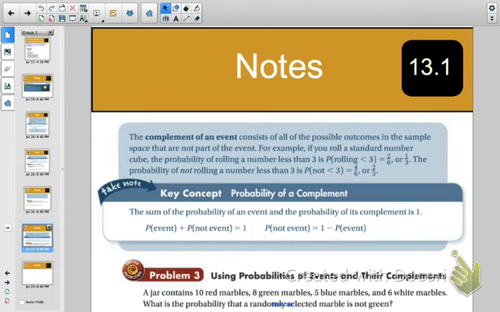Okay, and then probability of a complement. The complement of an event consists of all the possible outcomes in a sample space that are not part of the event. So it's basically just the opposite. For example, if you roll a number cube, the probability of rolling less than 3, which would just be 1 or 2, is 1/3. The probability of not rolling a number less than 3 would be the complement, which would be the same as saying greater than or equal to 3. With a complement, the probability of an event and its complement will always add up to 1 because they are just opposites of each other. So if the probability of picking a number 2 is 25%, the probability of not picking 2 would be 75%. So those would add up to 1.